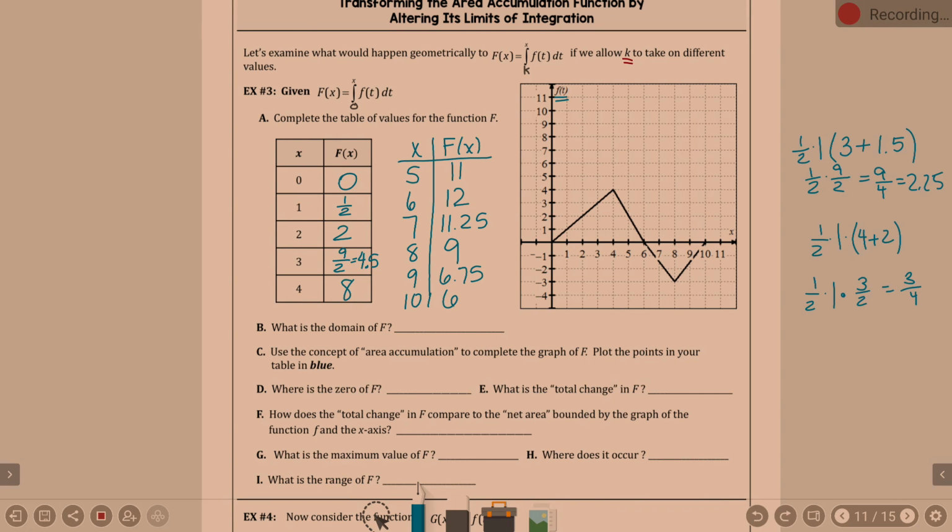So, okay. Domain of F. What is our domain of F? 0 to 10. That's right. Okay, so domain, what are your X's, your inputs, right? What are your inputs for capital F? And my inputs were 0 to 10. So 0 less than or equal to x less than or equal to 10. Or you could write it with brackets. I don't care.